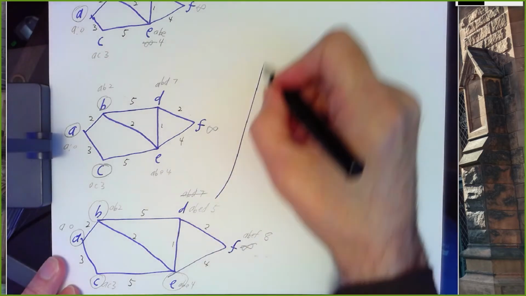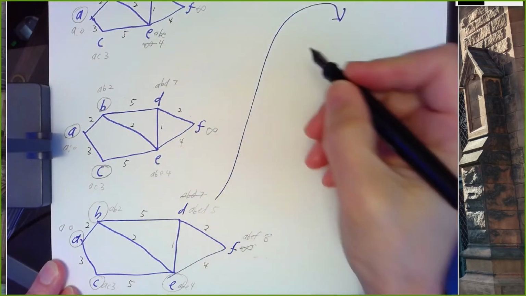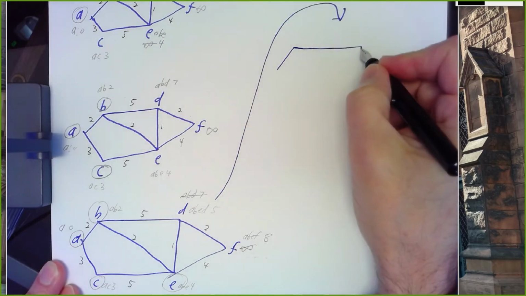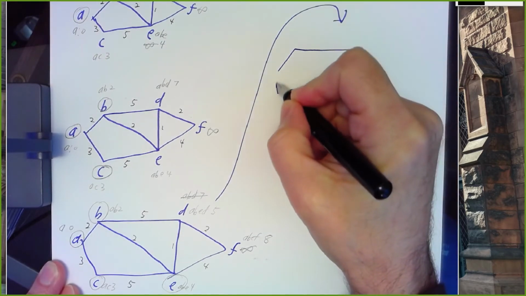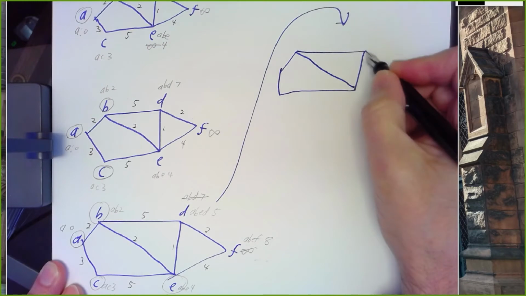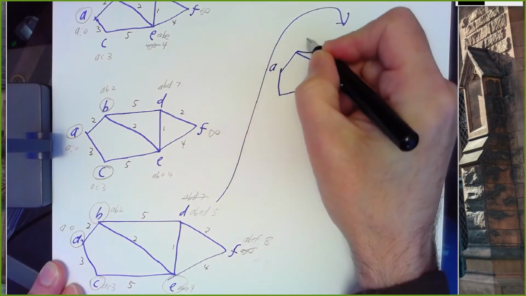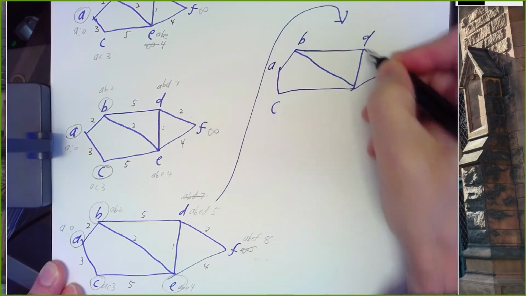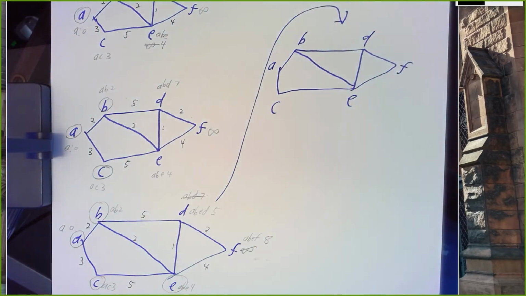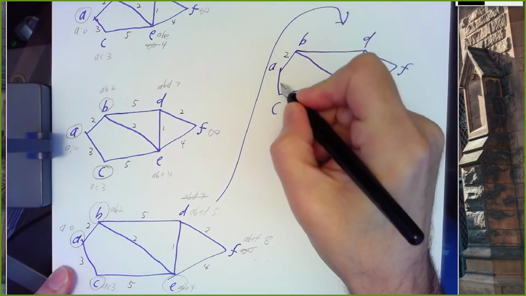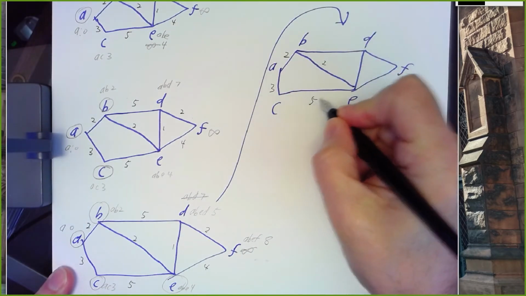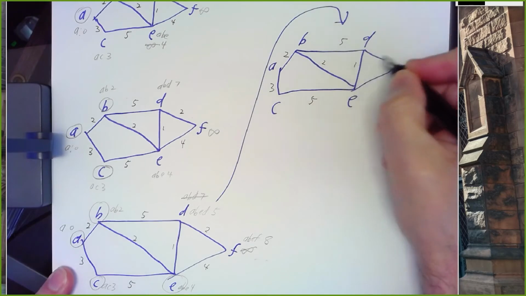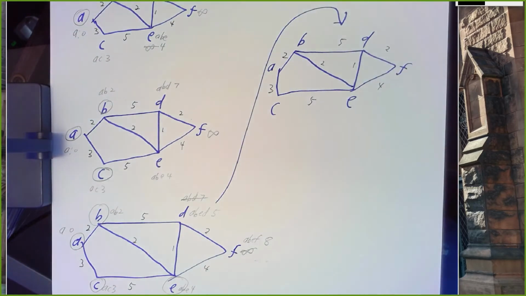So I told you not to do this on your test, but I'm going to do this anyway. I'm going to draw a little arrow and continue on the same page. So you only visit one node per drawing, exactly.